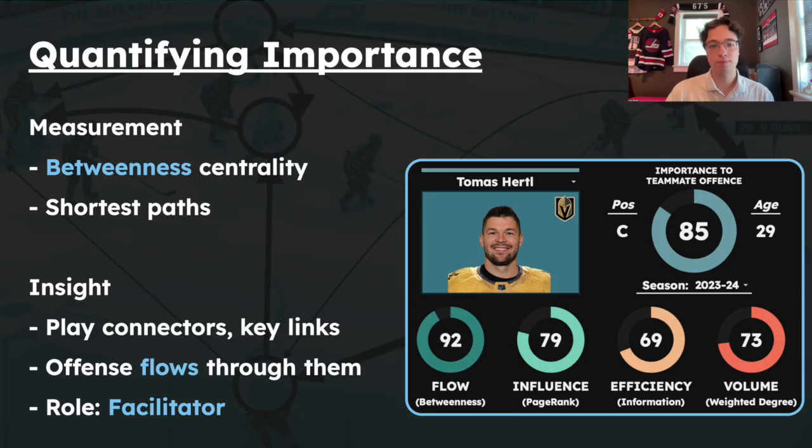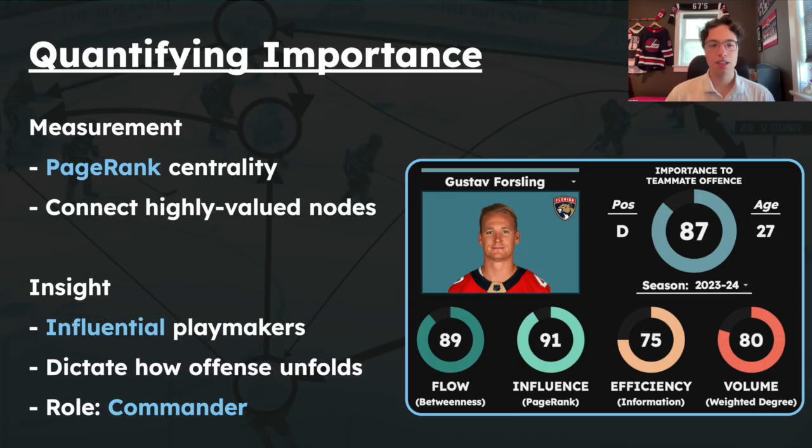high flow score. Up next is PageRank centrality. This one's a little bit more complicated in its calculation, but essentially it's an iterative process that loops over multiple times before getting to its final state to find which node connects the other highly valued nodes within the network often, essentially acting as a bridge between those important pieces within it. So this is to find the really influential playmakers, those who have a lot of command over how the offense is going to unfold when they're on the ice.